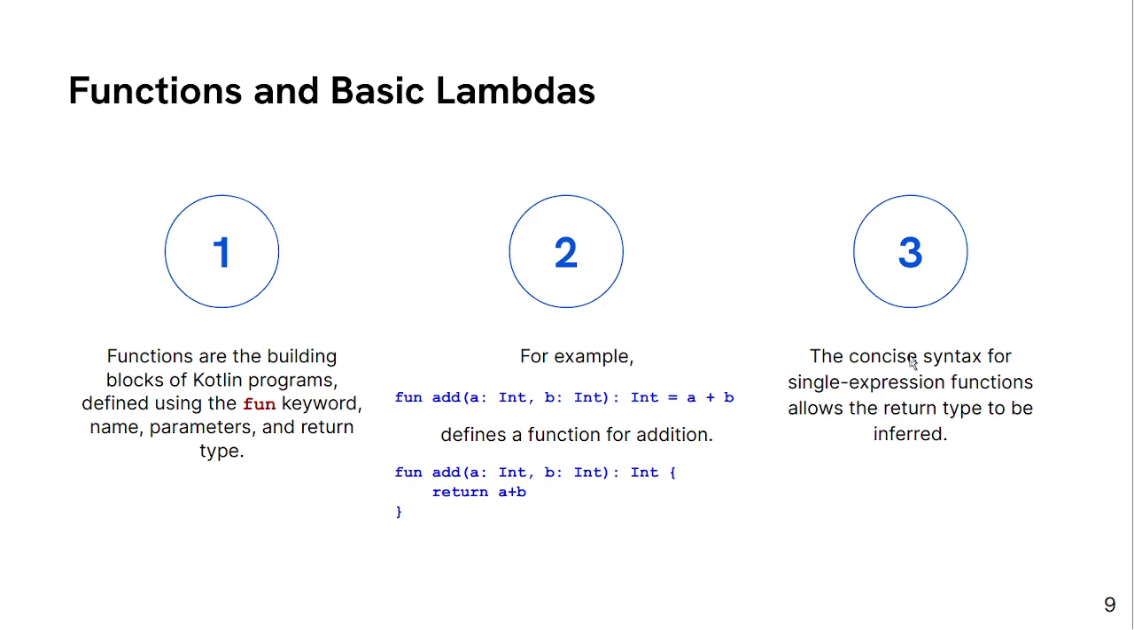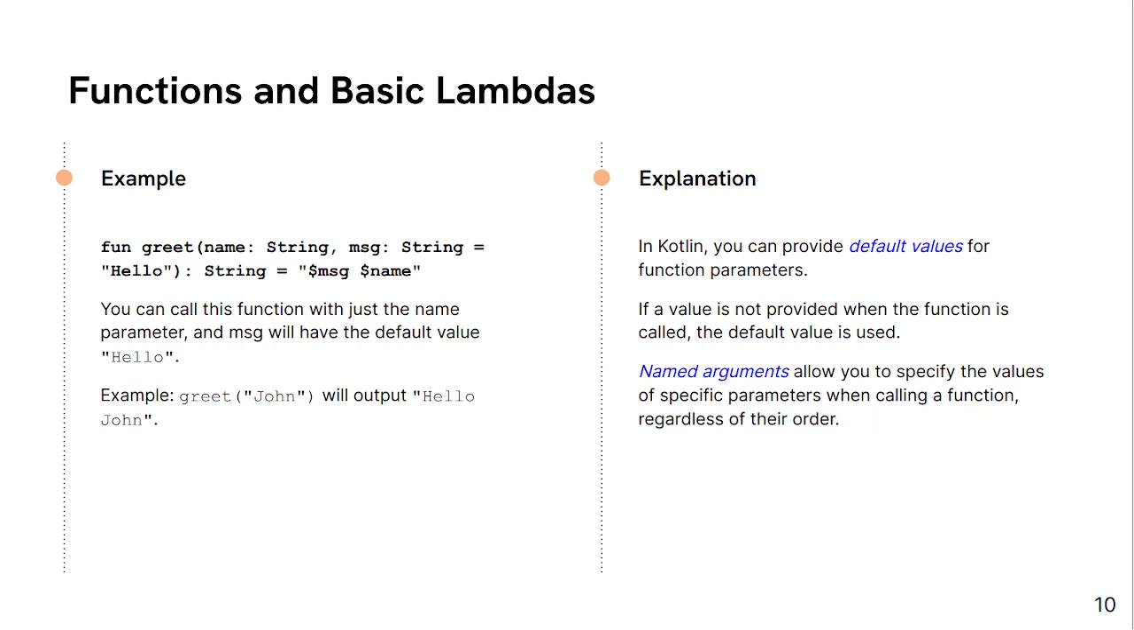So the concise syntax for single expression functions allows the return type to be inferred. Actually, we can omit this part because a is Int, b is Int, and a plus b should be Int. So the return type can be inferred using the type inference mechanism. Right?